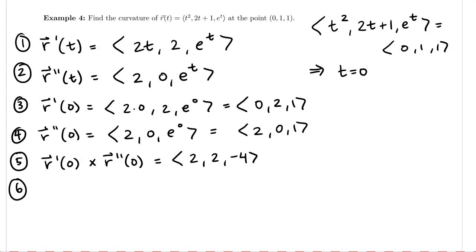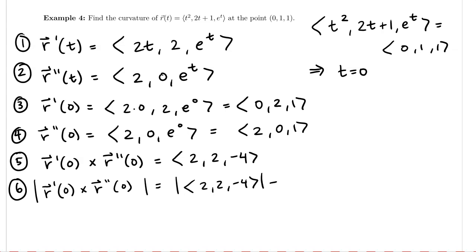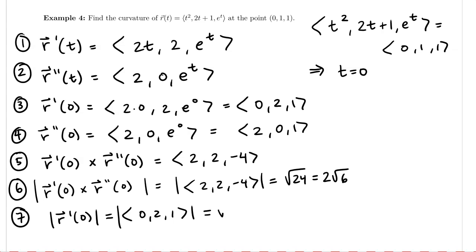And then for our denominator, oh no, excuse me, I still need to take the magnitude of this. And that is going to be the square root of 24. If we simplify that, that is 2 root 6. Okay, now we want to find the magnitude of r prime of 0 for the denominator. So that is equal to the magnitude of 0, 2, 1, which if you simplify that ends up being the square root of 5. And then step 8, I would like to cube that magnitude. So r prime of 0 quantity cubed is equal to 5 times the square root of 5.